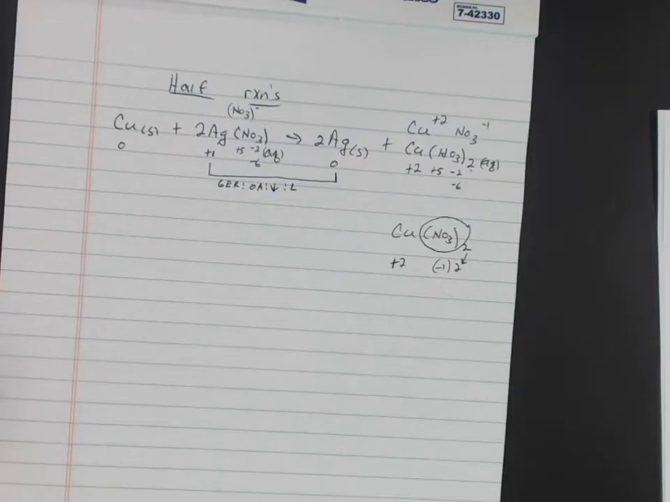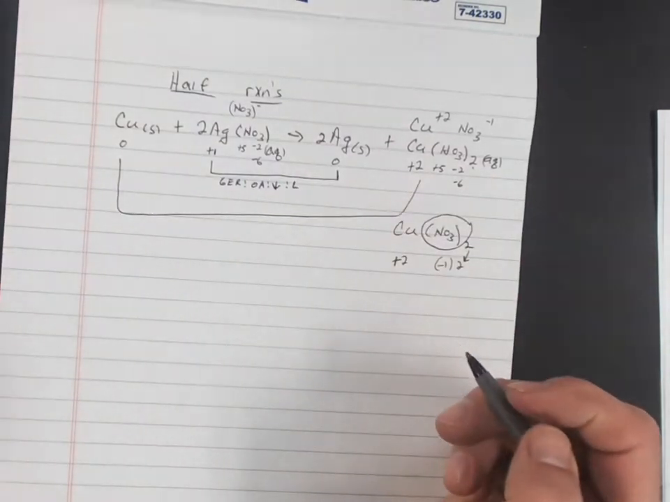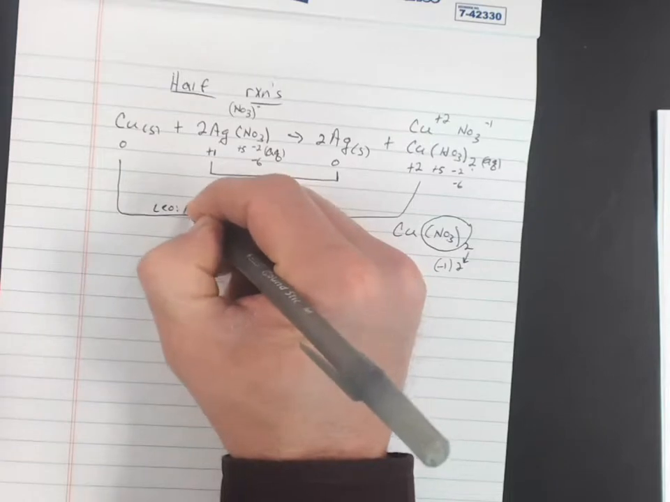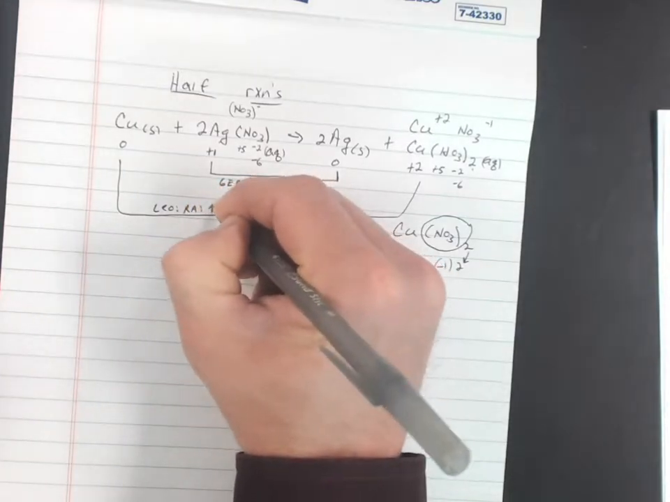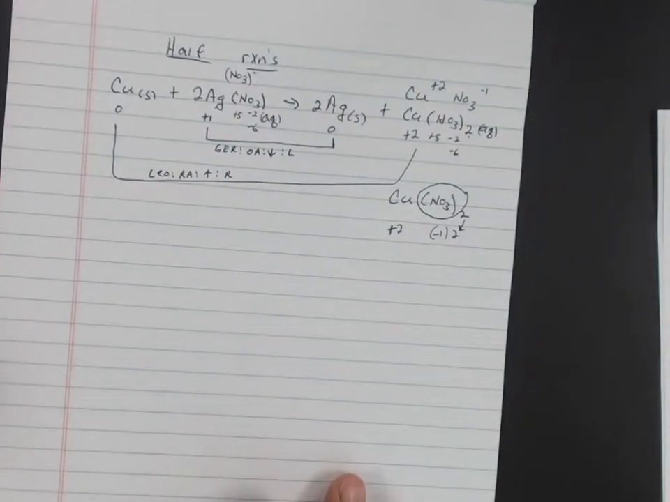Who can do the next hookup? Cu. Very good. So Cu is going to come all the way over right there, and we're going to label that as Leo, RA, up and right. Leo, RA, up and right.